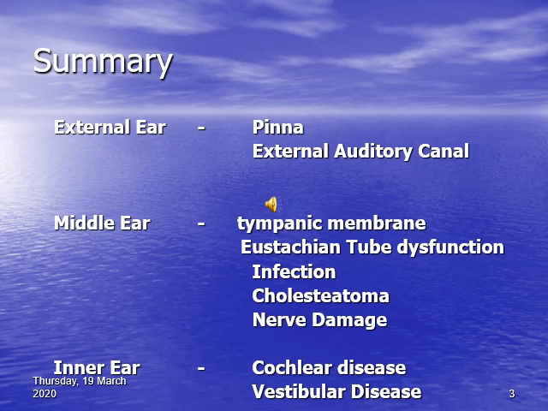For the diseases of the ear, we will divide the diseases according to the anatomical structures of the ear into diseases of the external ear, those affecting the pinna, and the diseases affecting the external canal. Also, we will talk about the diseases of the middle ear, the tympanic membrane pathologies, the Eustachian tube dysfunctions, and the chronic suppurative otitis media. And also, we will talk about the inner ear diseases, cochlear disease, and the vestibular pathologies.